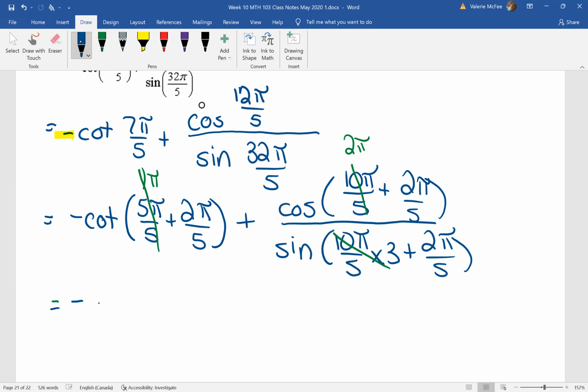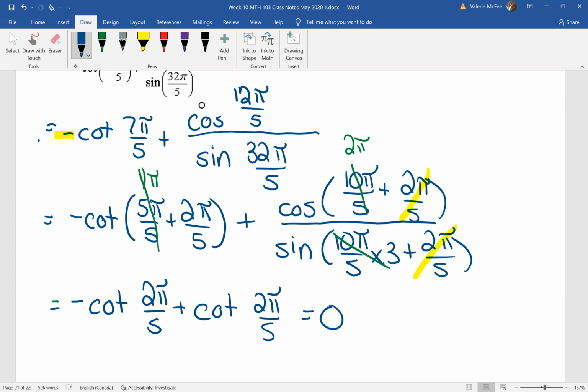We have negative cotangent of 2 pi over 5 radians plus, now that our angles are the same, cosine over sine is cotangent of 2 pi over 5. This equals 0. Make sure you can follow the steps and recreate them on your own. Check in your e-text for further examples.